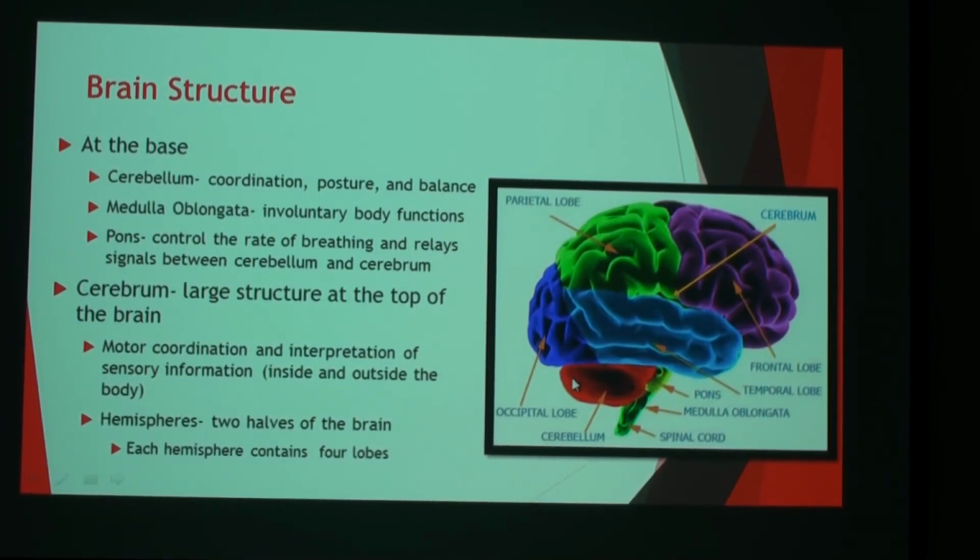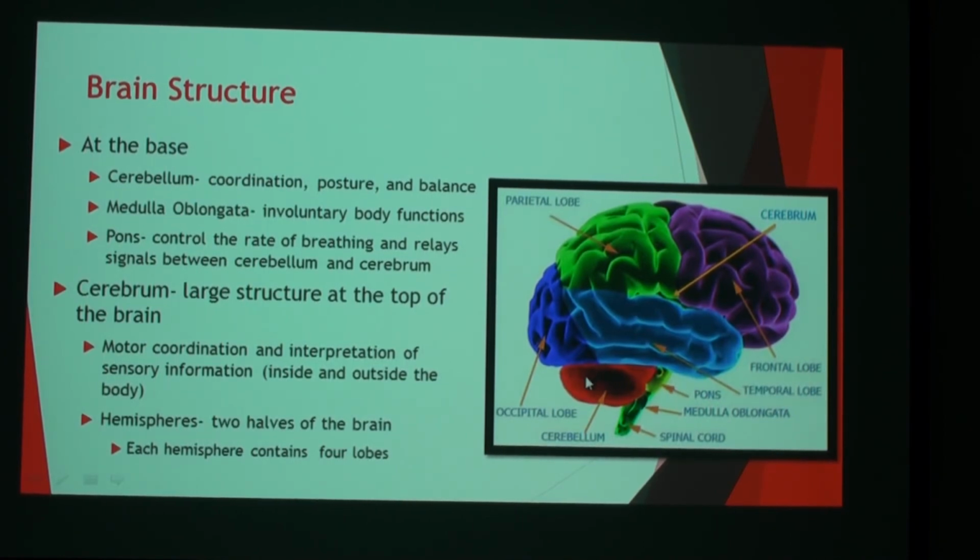This right here will be the base of the brain. So we have the cerebellum, which is right here in red. The cerebellum helps us with coordination, posture, and balance. The medulla oblongata, it's what controls our involuntary body functions, and it's right here in green. And then we have the pons. The pons is what controls the rate of breathing and relays signals between the cerebellum and the cerebrum.